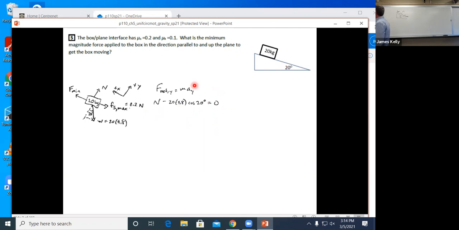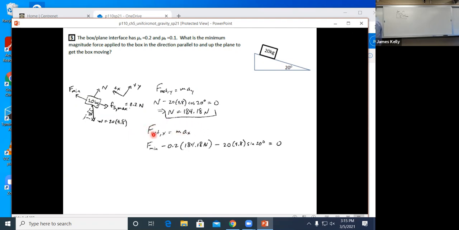You'll see why. You might say, well, I want to know F min, right? That's the minimum I can push with to barely make it break free. I would like to know that force, and it's involved in the x component. So why not just go for it and do the x component? Let me click down here and show you what that looks like.